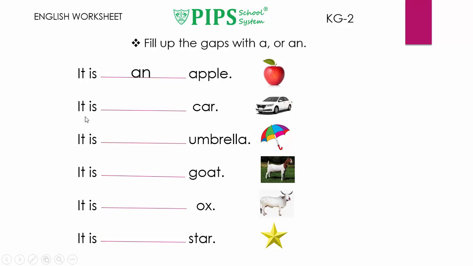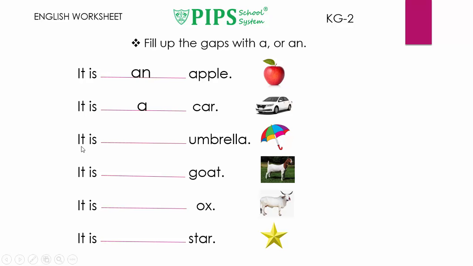The next sentence is, it is dash car. Students, you can see the initial letter of car is C and C is not a vowel letter, it is a consonant letter. Now we will write letter A in the empty space like this. So the sentence is, it is a car.